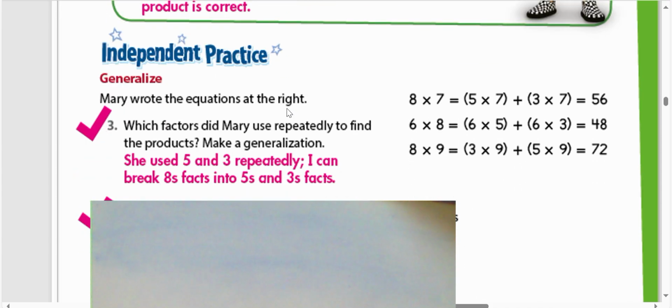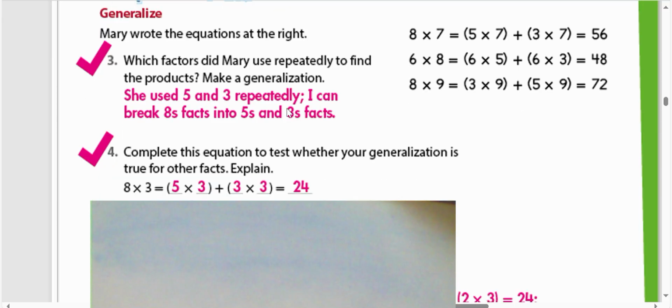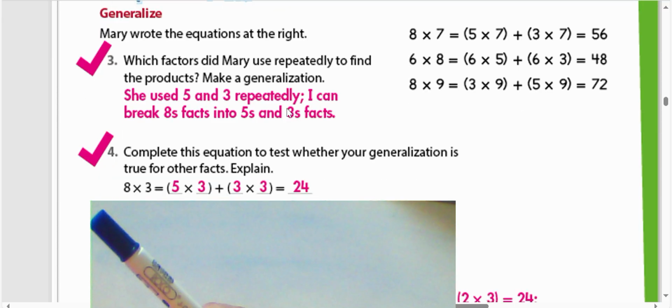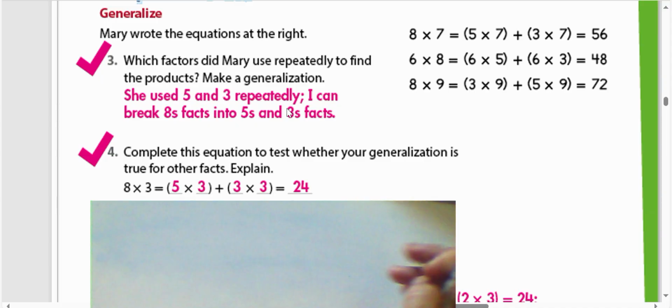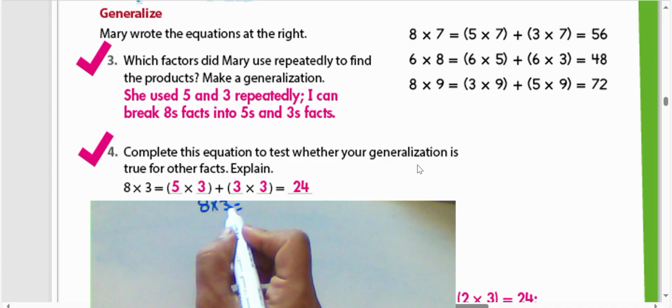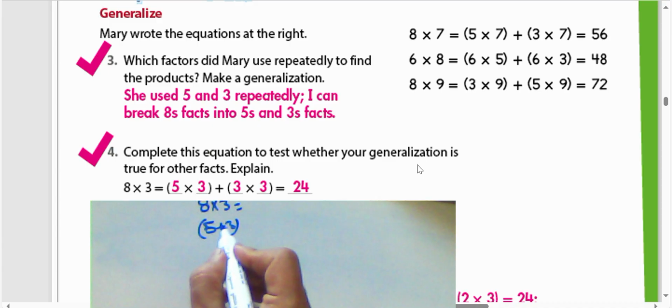Next question. Which factors did Mary use repeatedly to find the product? Example here, look with me, 8 equals 5 plus 3. She used the distributive property. She used 5 and 3 repeatedly. I can break 8 into 5 and 3. Using the method, we can write 8 equals 5 plus 3.